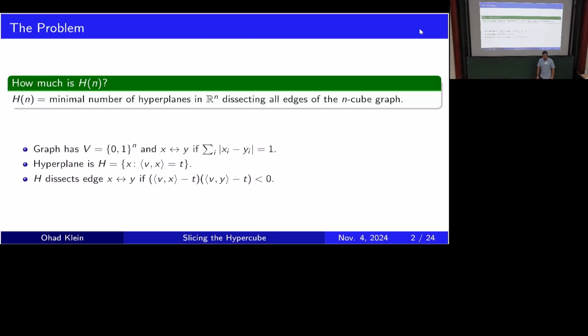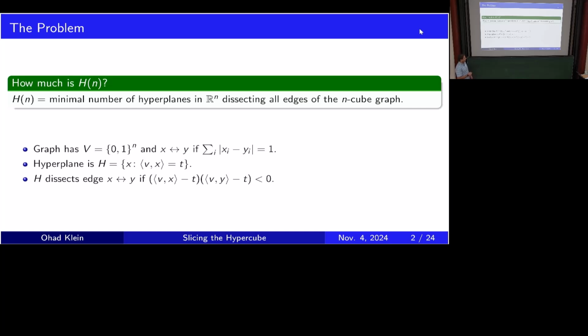So today we are going to talk about two problems. The first is the following. What is the minimum number of hyperplanes in the Euclidean space that dissect all edges of the hypercube graph in n dimensions? So just to be on the same page, our hypercube graph has 2 to the n vertices, all the 0, 1 strings of length n, and two vertices are connected if they differ only in a single coordinate.